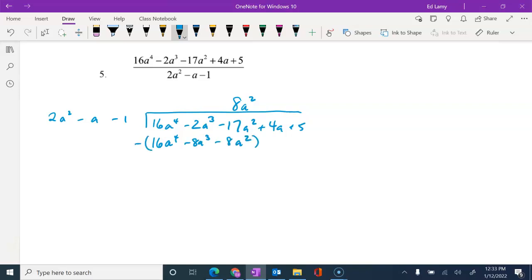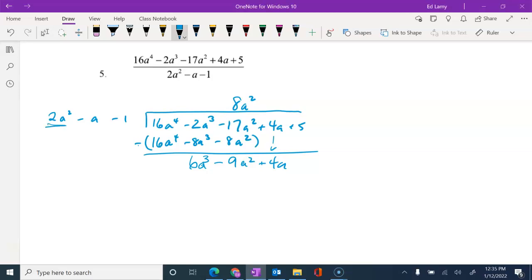And I subtract. Now I've got a trinomial to subtract. 16a to the fourth minus 16a to the fourth is 0a to the fourth. The next subtraction, negative 2a cubed minus negative 8a cubed, would be positive 6a cubed. Negative 17a squared minus negative 8a squared would be like plus 8a squared, so that is minus 9a squared. Bring down the 4a.